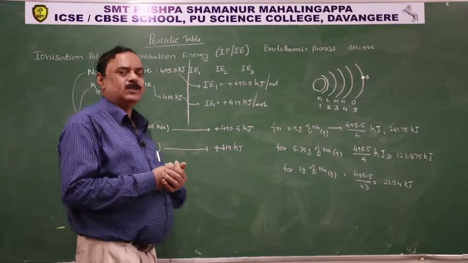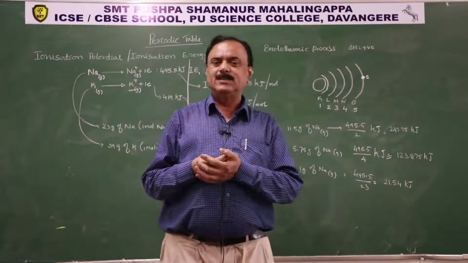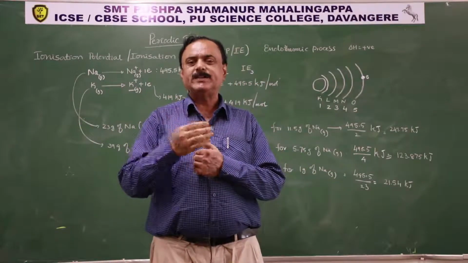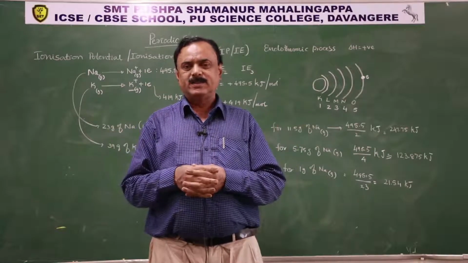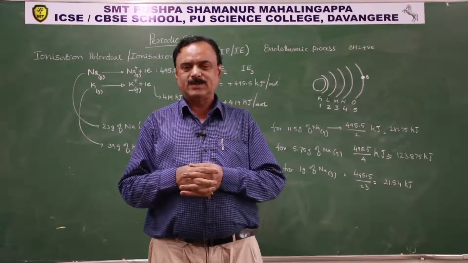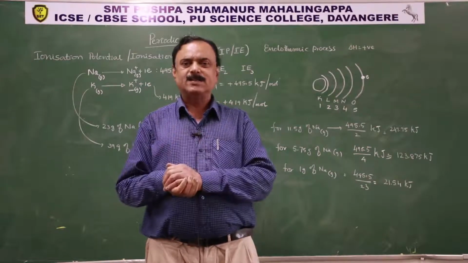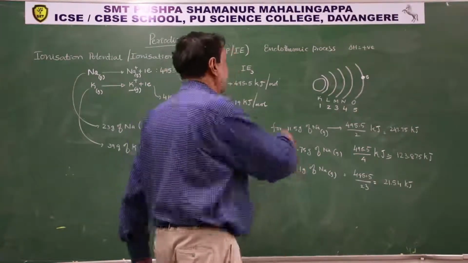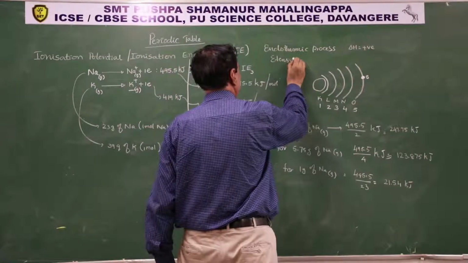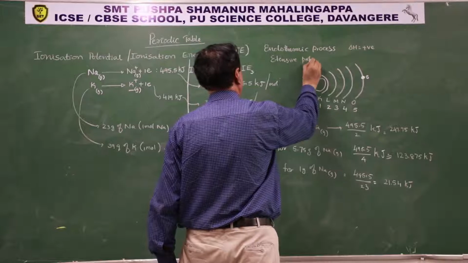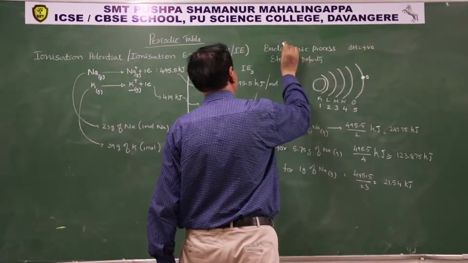It is an extensive quantity. Extensive quantity means it depends upon the quantity of the substance. It depends upon the size of the substance. It depends upon the moles of the substance. Such properties are called extensive properties. Therefore, it is an endothermic process and extensive property. Very important one.